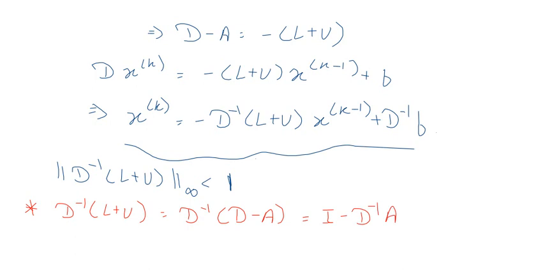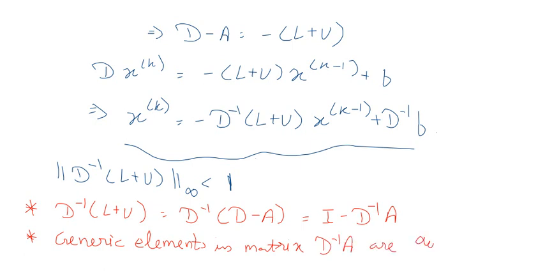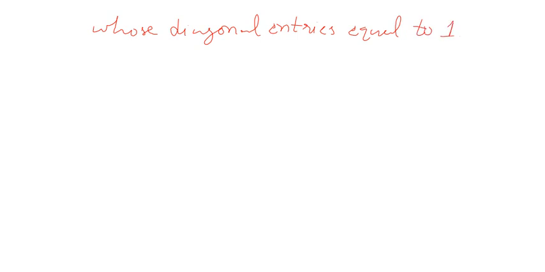Okay, now if you look at the generic element in the matrix D inverse A, it is a_ij by a_ii. Right? The diagonal entries are all equal to 1, because D is the diagonal matrix whose entries are nothing but a_11, a_22, a_33 and so on, a_nn, right?